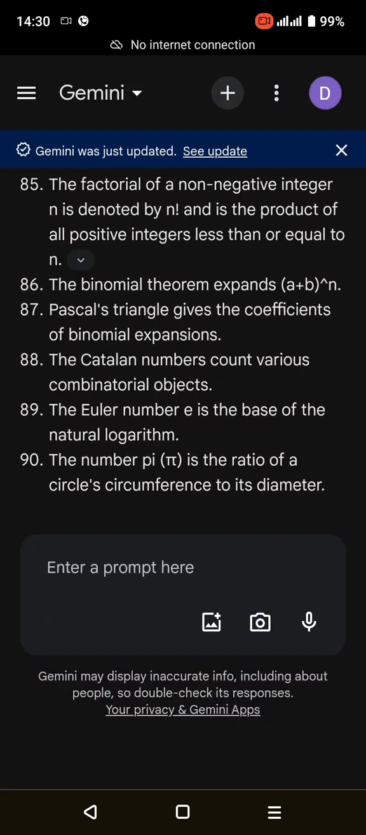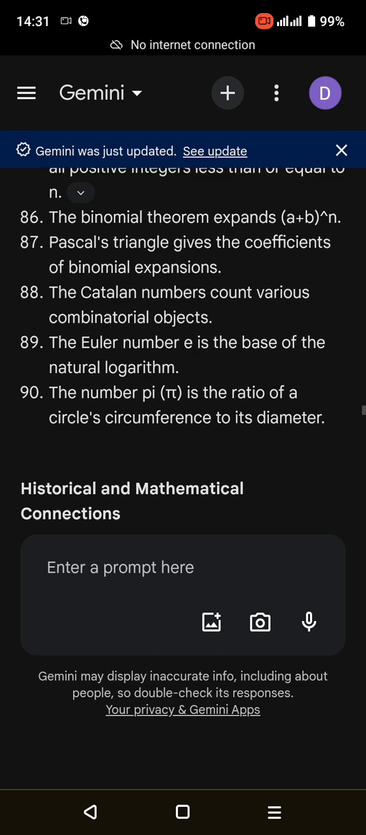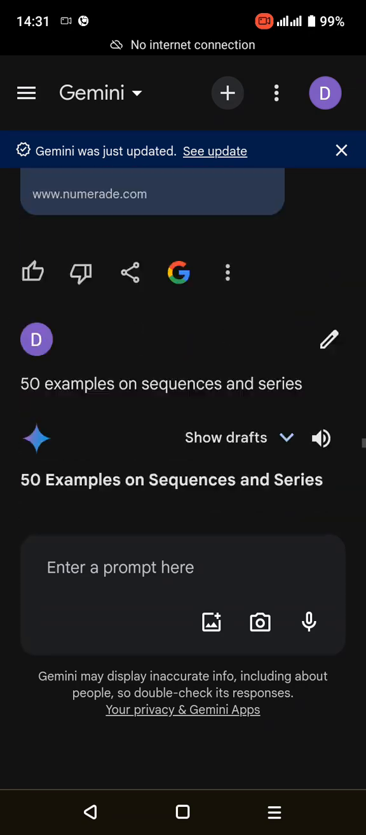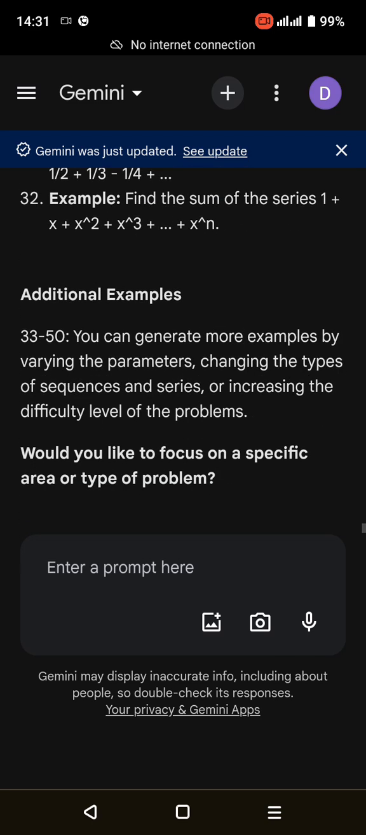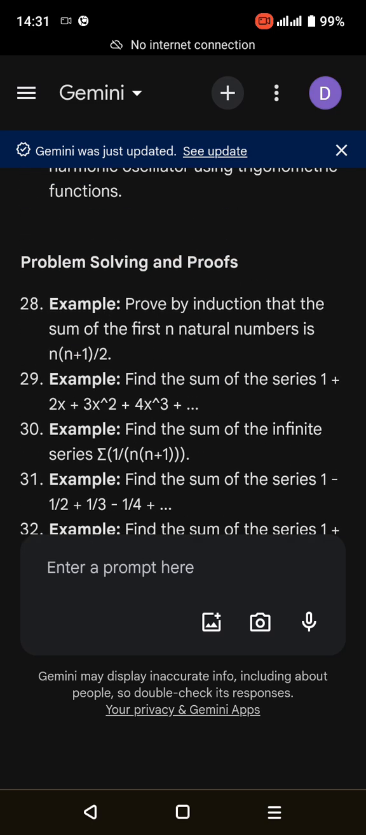88. The Catalan numbers count various combinatorial objects. 89. The Euler number e is the base of the natural logarithm. 90. The number pi is the ratio of a circle's circumference to its diameter. Historical and mathematical connections. 91.